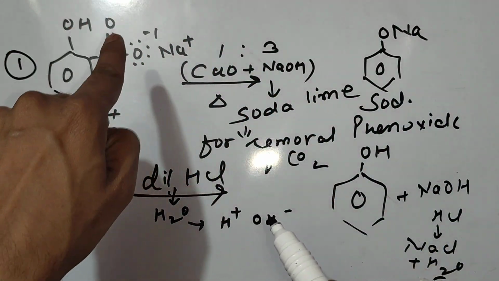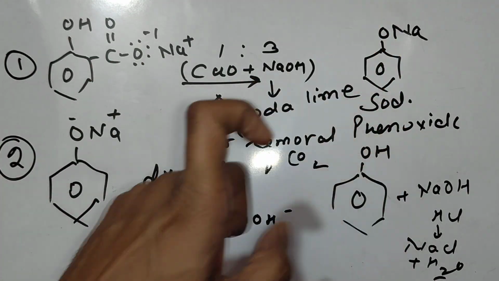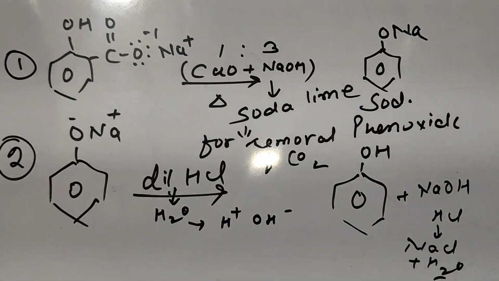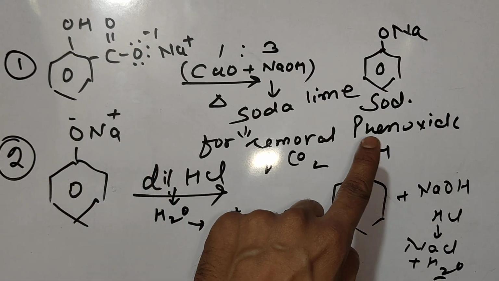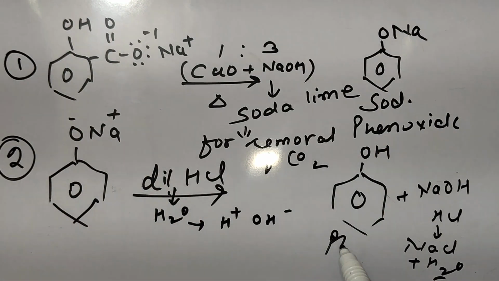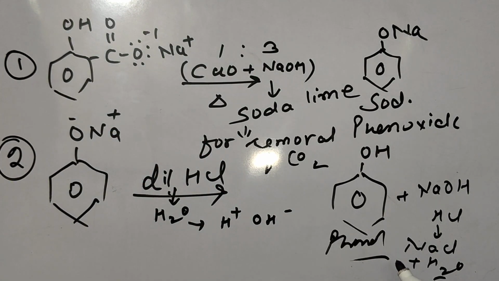You just need to release out carbon dioxide gas, get sodium phenoxide, and from sodium phenoxide very easily you can learn this reaction: dilute HCl, hydrolysis condition, H positive, OH negative ions will be there, H positive on a negative particle, OH on a positive particle. Phenol will be generated. So these are the two steps in which this reaction gets completed. Now let's go for the mechanism.